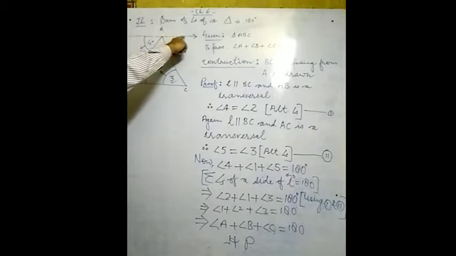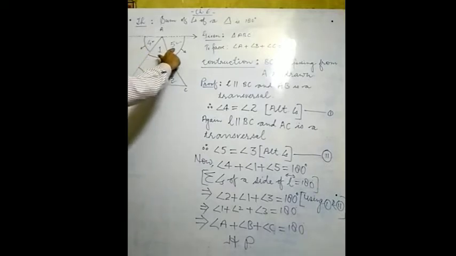This property is already taught as a form of corollary while we were discussing lines and angles. It means what? The value of angle 4 plus the value of angle 1 plus the value of angle 5. If all these values are added here, what resultant will be there? It will be equal to 180 degrees. Angle 4 plus angle 1 plus angle 5 equals 180 degrees.